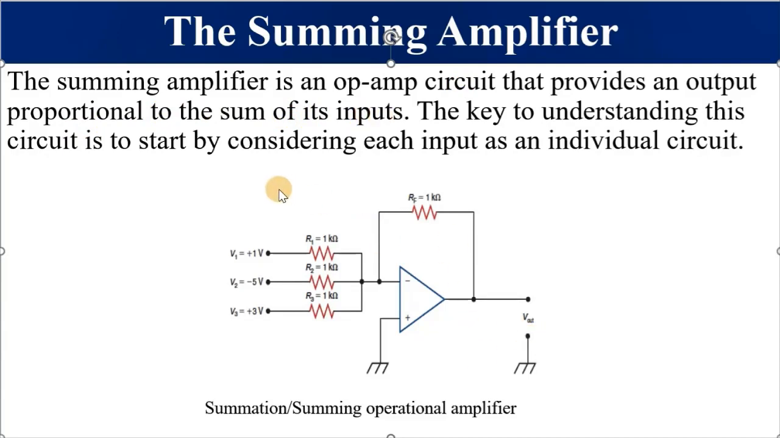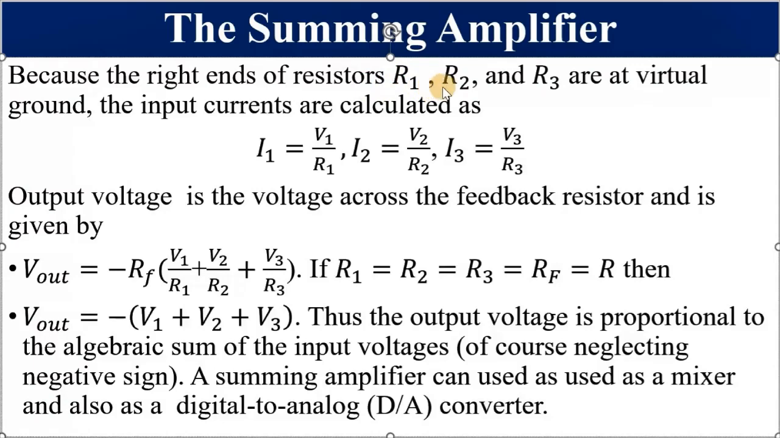So the output Vout is proportional to the sum of V1, V2, and V3, and we are going to consider each input as an individual circuit. Let us proceed to the analysis. The three resistors R1, R2 and R3 are connected to the inverting input, and that point is at virtual ground or virtual earth. This leads us to conclude that the input currents can be calculated as I1 equal to V1 divided by R1, I2 equal to V2 divided by R2, and I3 equal to V3 divided by R3. Please take note of the effect of virtual ground.